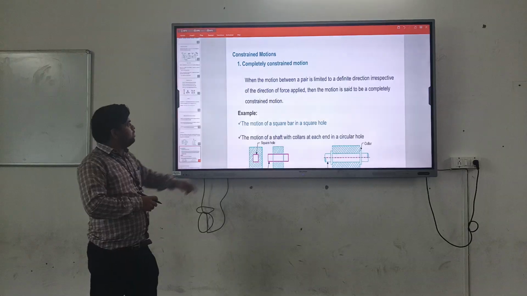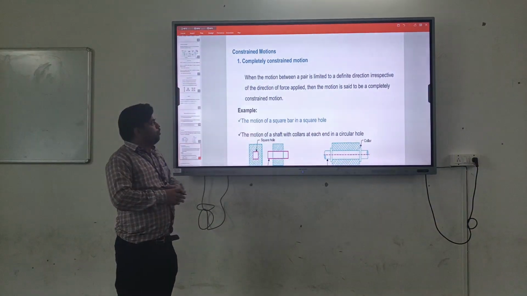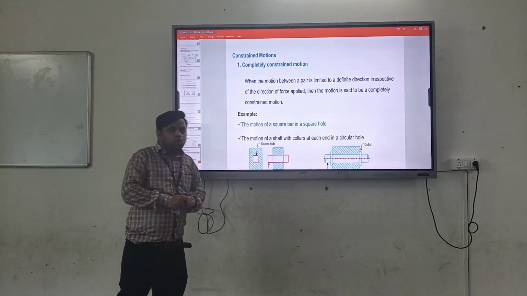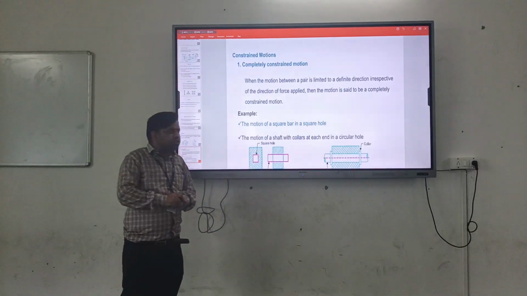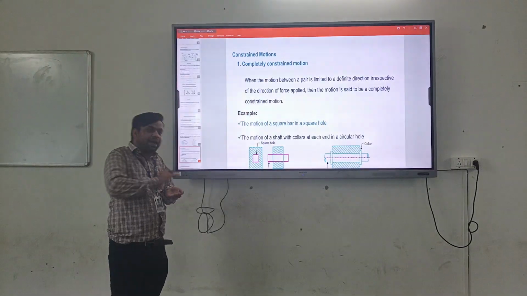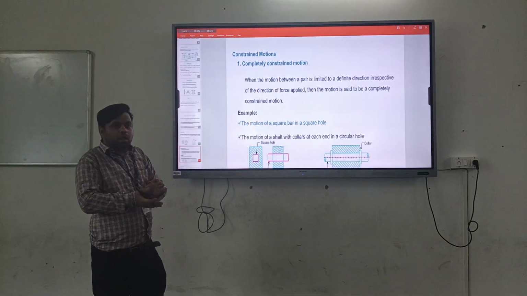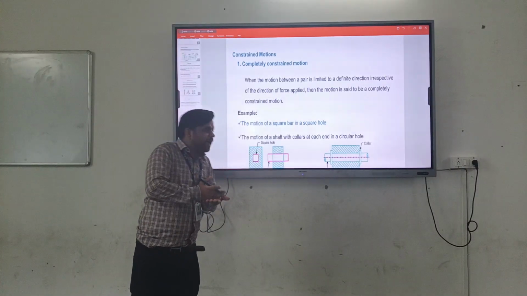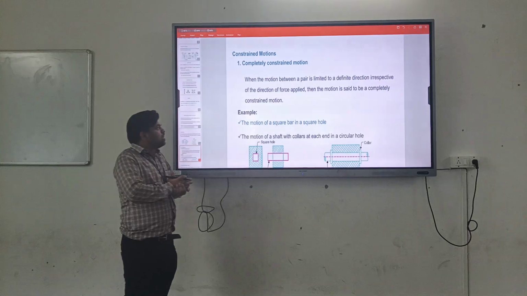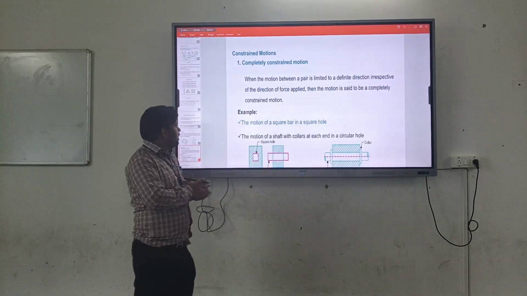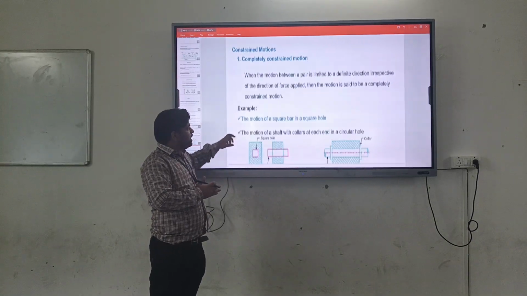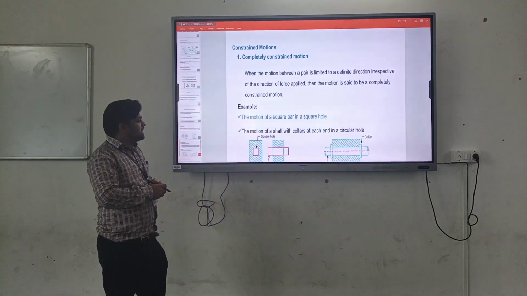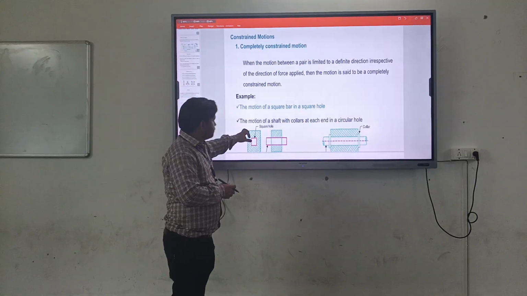And these are the constrained motions. When two elements are limited to move in a particular direction irrespective of the force applied, meaning their motion will be irrespective of the force applied, this type of motion is called completely constrained motion. Example: the motion of a square bar in a square hole. This is an example of completely constrained motion.